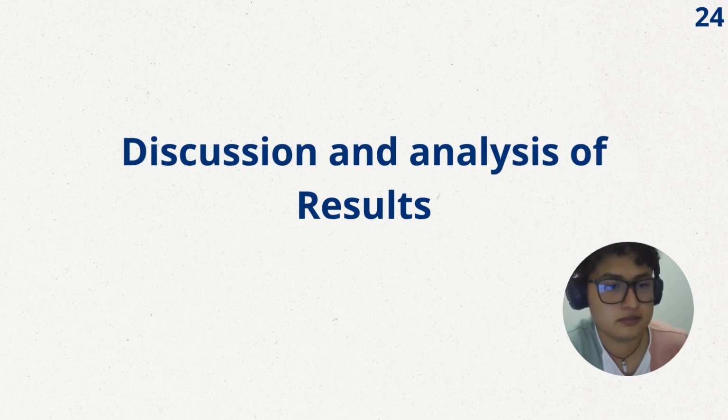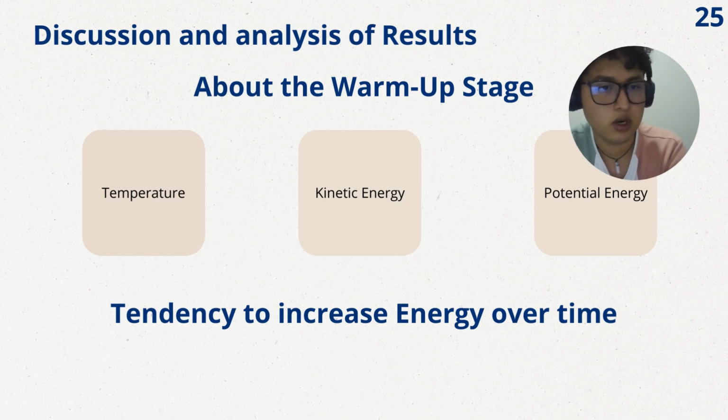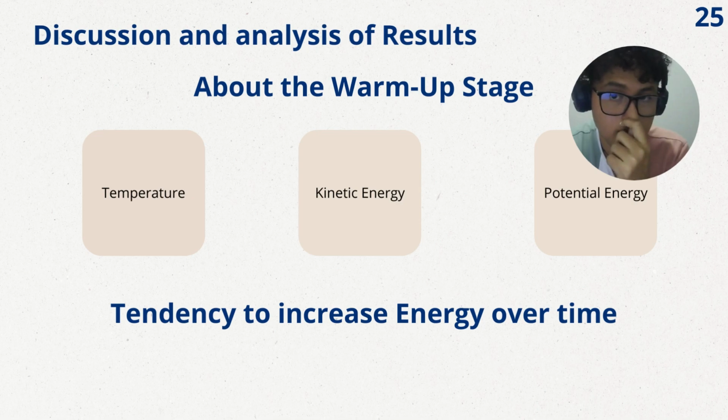So let's start talking about the warm-up stage. If you remember, in the last slides we had three graphs from this process: temperature with the time, kinetic energy with the time, and potential energy with the time. And in all of the graphs, we have a tendency to increase the energy over the time. In the specific data, the highest energy is obtained at 363 Kelvin and a time of 100 femtoseconds. We can say with confidence that there is a directly proportional relationship between the temperature of the system and the respective energy.